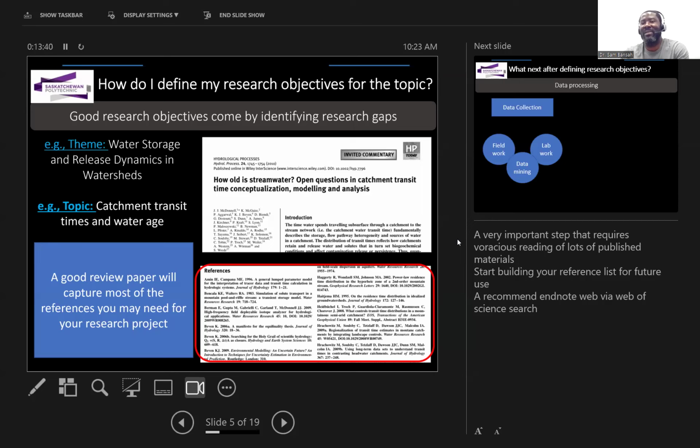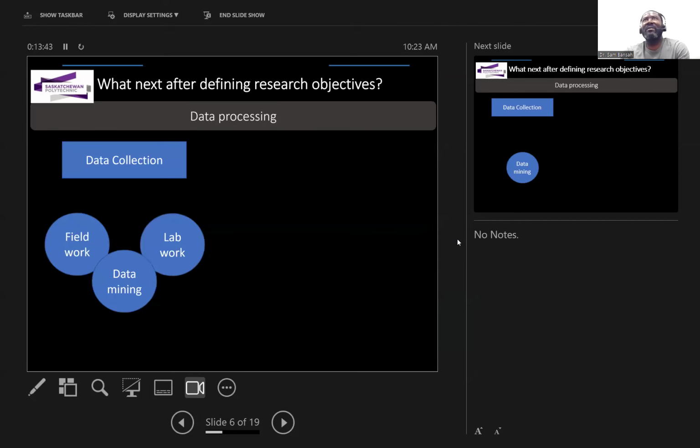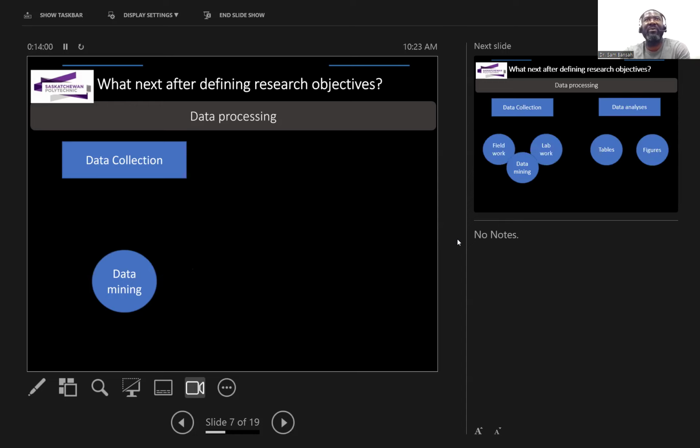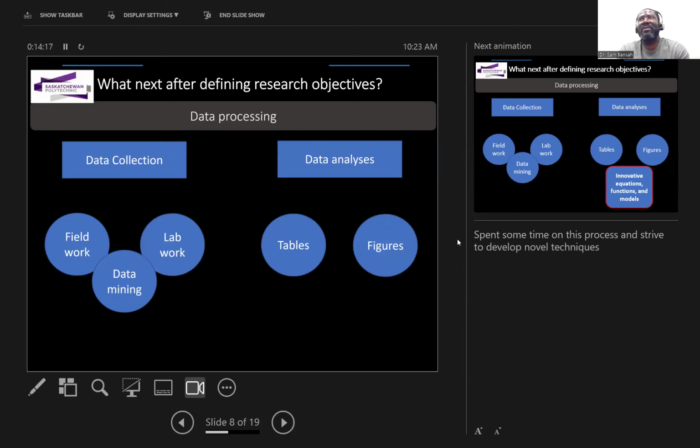The next step, I'll suggest, as we all know, is data processing. Now you need your data, right? As you are trying to define your research objectives, you are also probably doing your field work, lab work, or data mining. Some people prefer only data mining, where you get data from existing materials. People prefer that. So you have your data ready, and then you go on to the data analysis stage.